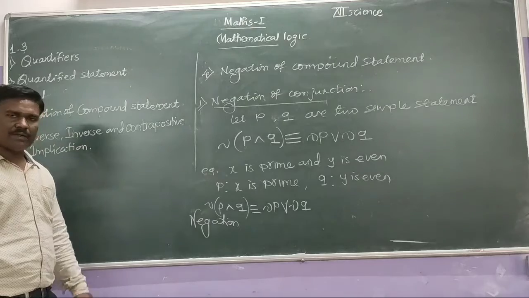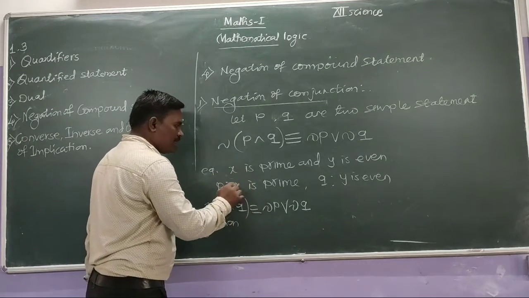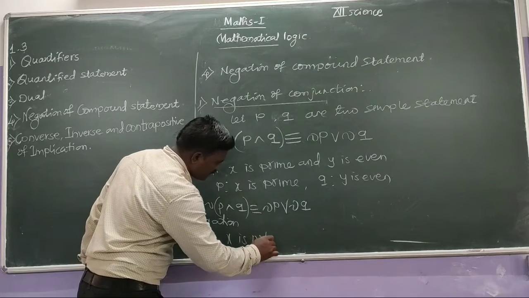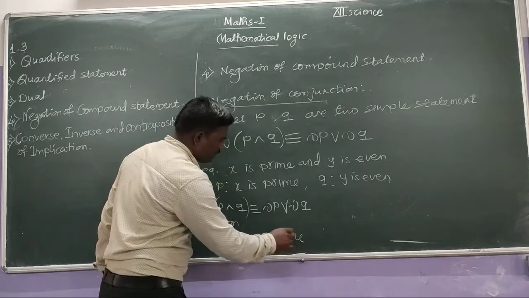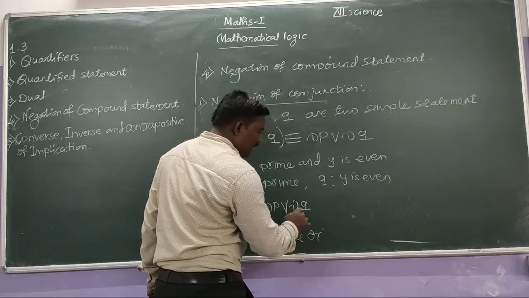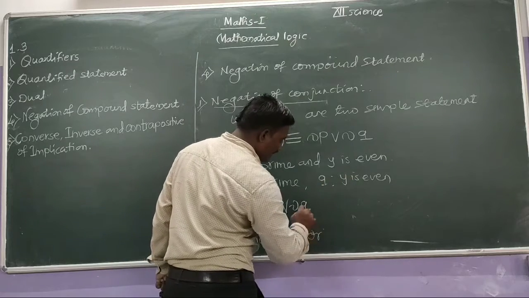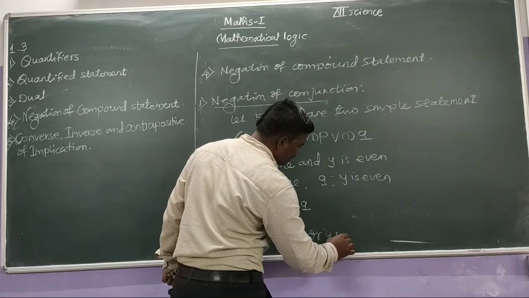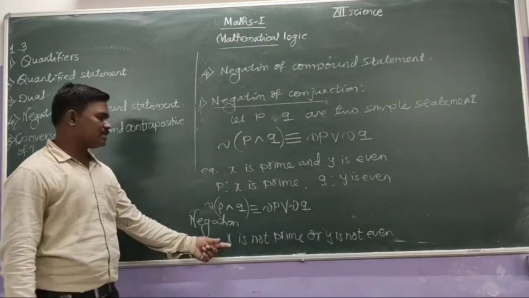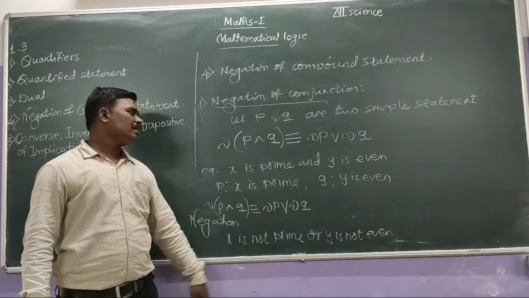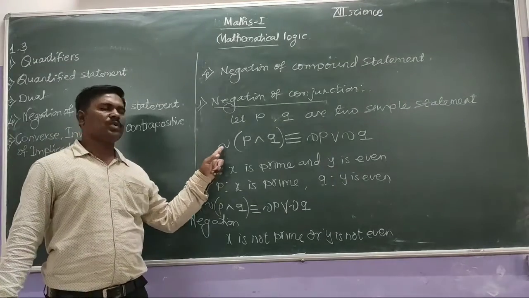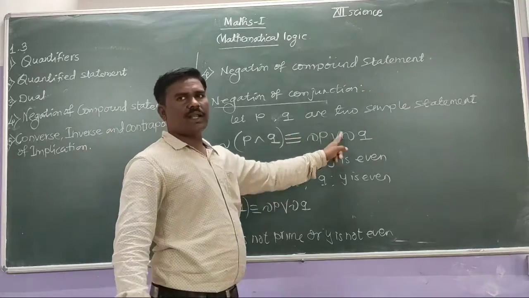Okay, therefore write down its negation. Negation of p means x is not prime, or, negation of q, that is y is not even. Therefore this is the negation of the compound statement x is prime and y is even. Therefore the negation of the conjunction is the disjunction of their negations.